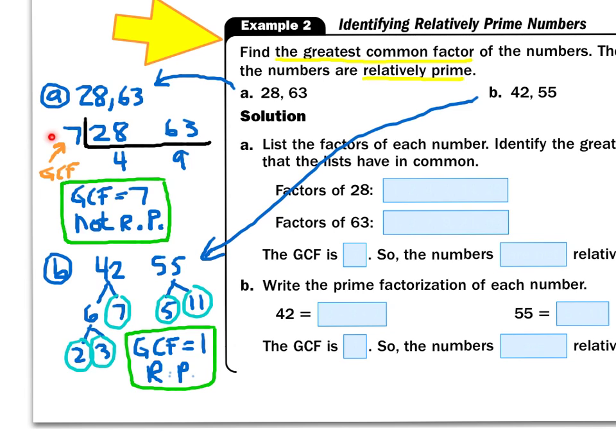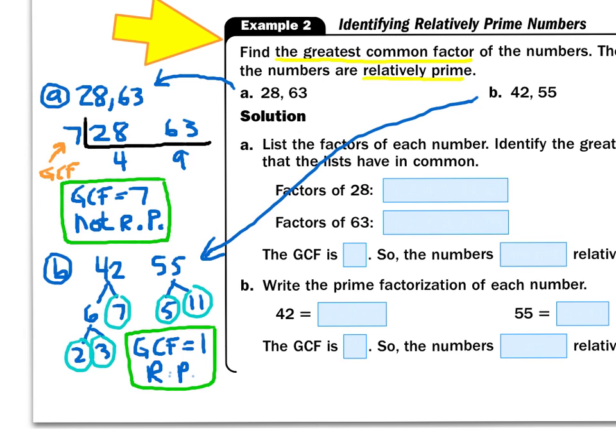And remember, the greatest common factor is looking at you right here. It's anything to the side. So the greatest common factor is 7. Now, if I get an answer of anything except 1, you would say they are not relatively prime. Okay, take a look at B.